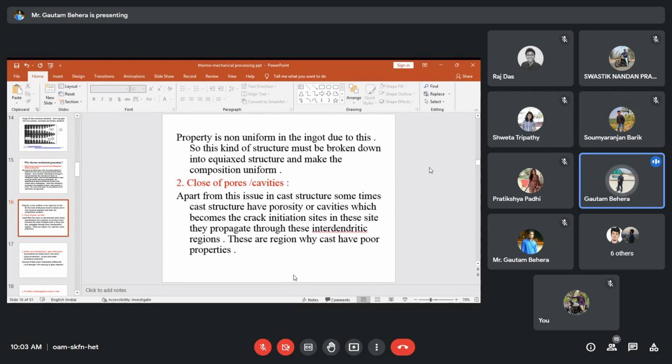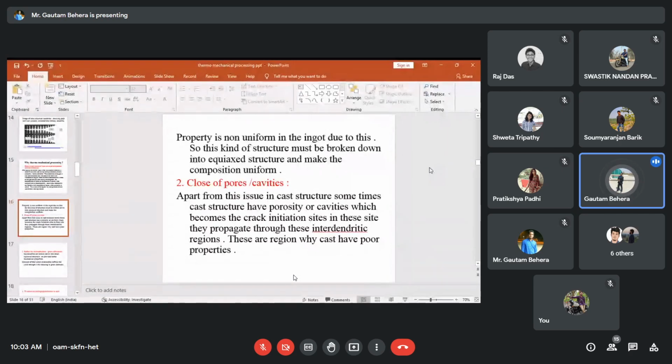Then another issue with the cast structure is you have porosity and cavities. You have already gone through casting defects, right? You have blowholes, surface holes, porosities. Those defects also can be removed by thermomechanical processing. If you are doing hot forging, then those pores will get closed. So the problem will be solved, because if you have porosity and you put it into application, then crack formation will start from the porosity, because that is a discontinuity, and the concentration of stress is always higher along the discontinuity. So those pores and cavities must be completely closed by thermomechanical processing. Okay.